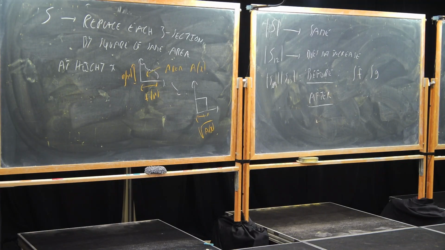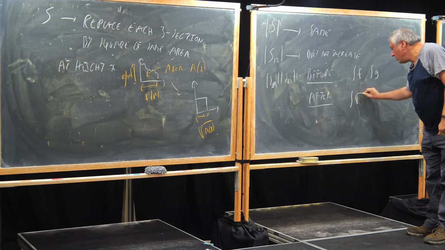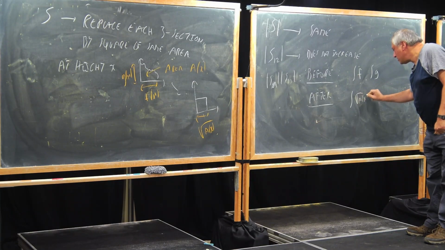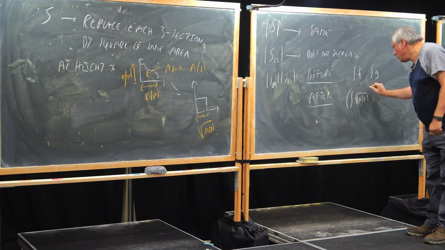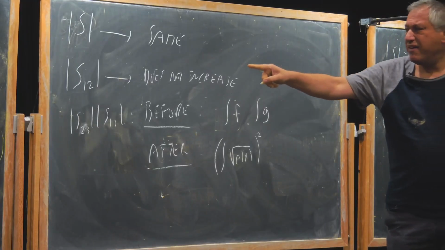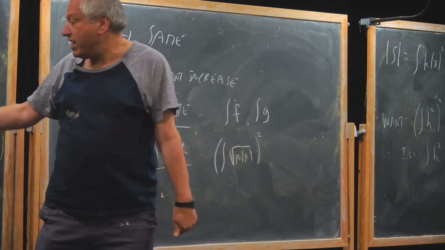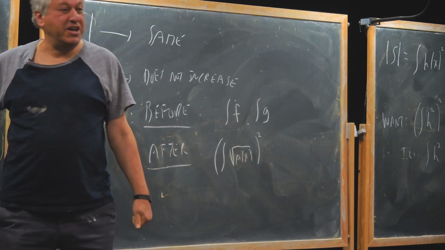Now what happens afterwards? Of course, the two sections are the same, and they're each the integral of root a, aren't they? Right? So they're each the integral of root a of x, all squared. And how does a relate to f and g? Well, we can say exactly one thing. We can say that the area is at most f times g. We all agree with that?